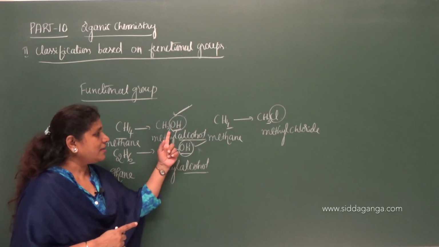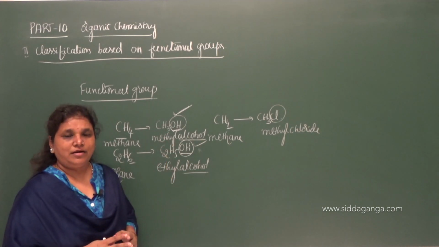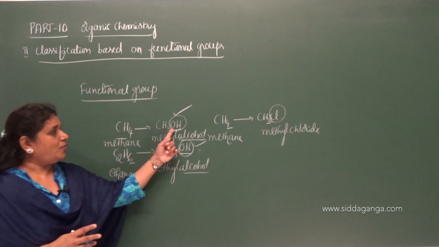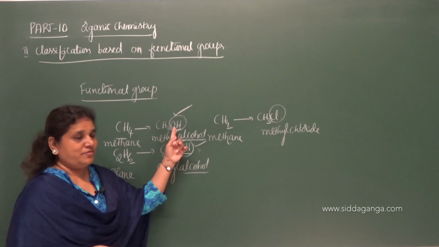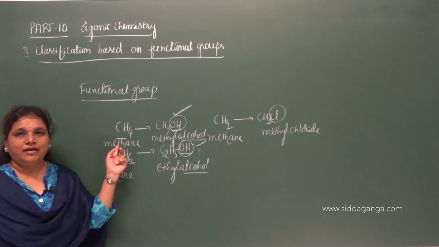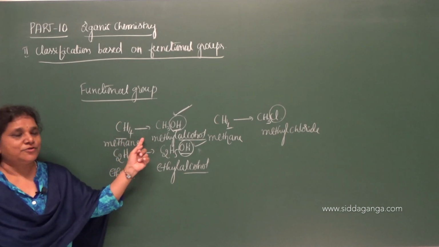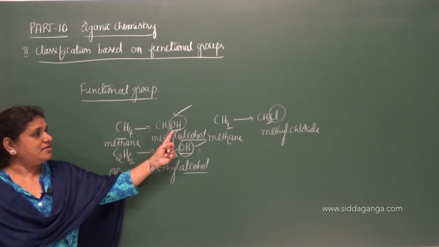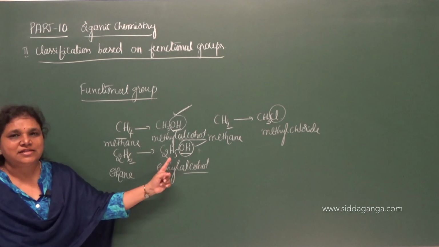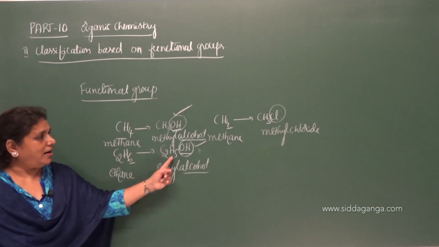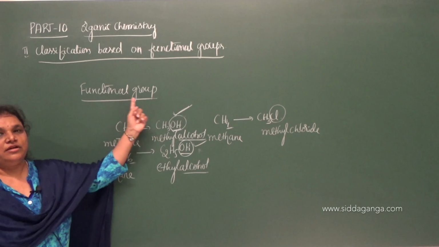Therefore this compound is called methyl alcohol. So the group which changes the properties, which changes the name of the parent alkane by replacement of hydrogen by that group, which changes the complete properties of the resulting compound, is called a functional group.